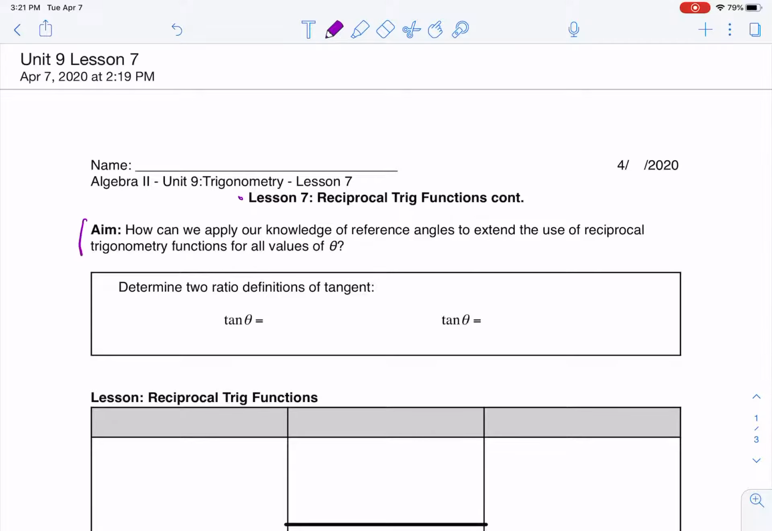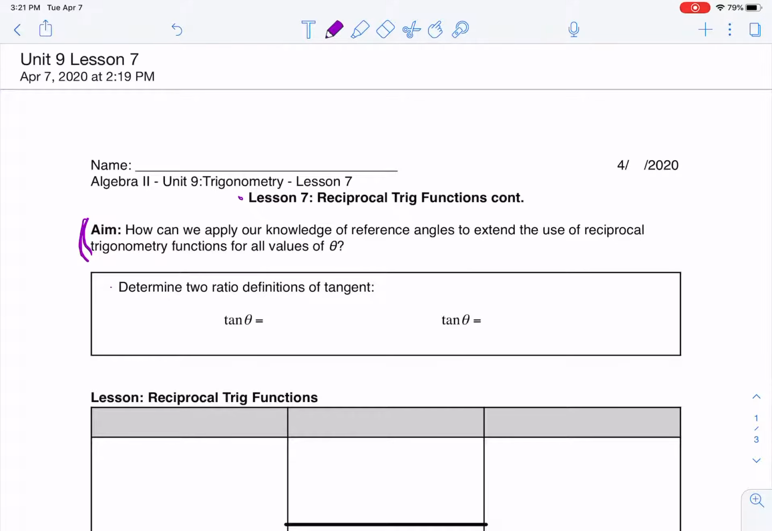In this lesson, what we're going to look at is how we can apply our knowledge of reference angles to extend the use of reciprocal trig functions for all values of theta. So we want to extend what we've been doing with reciprocal trig functions, which was before just in right triangles, to everything in the circles we've been working with.